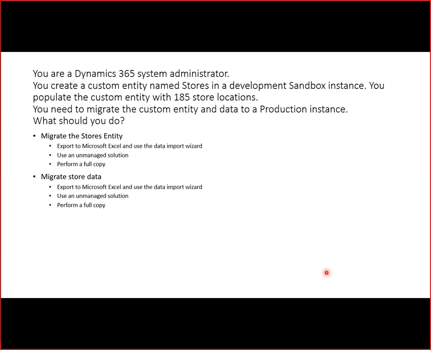And then obviously the export to Excel and the unmanaged solution. Well, there's no way that the data could ever be transferred using a solution. When I say the data, the 185 store locations, that sort of data is not solution aware, so that couldn't possibly work. And how you would take the custom entity via Excel, well, your guess is as good as mine. So they are the correct answers.